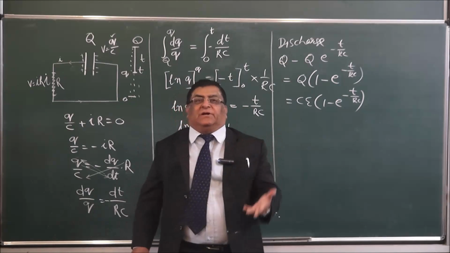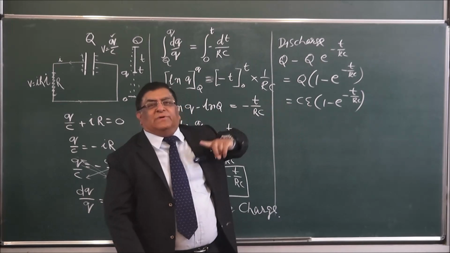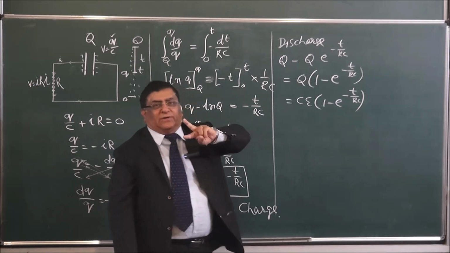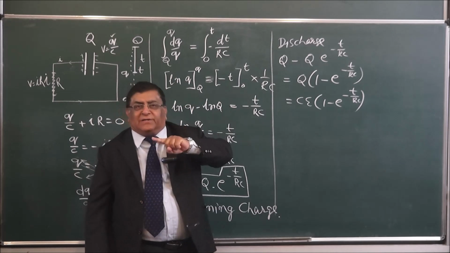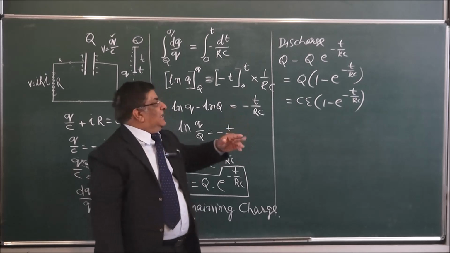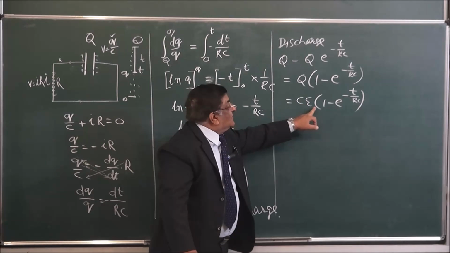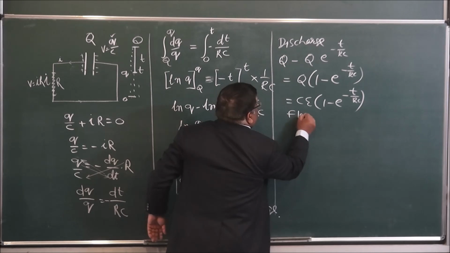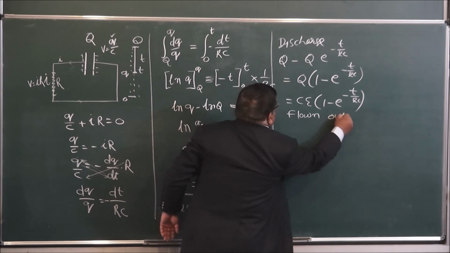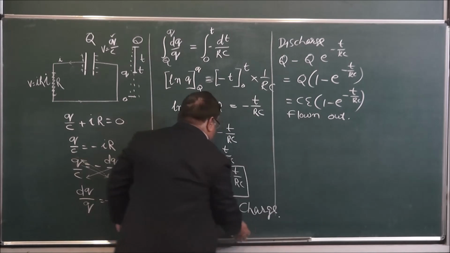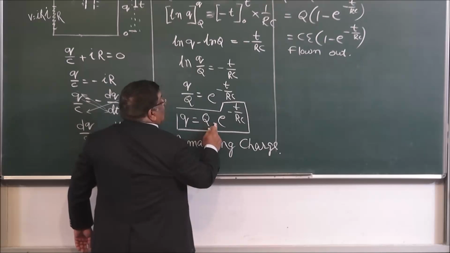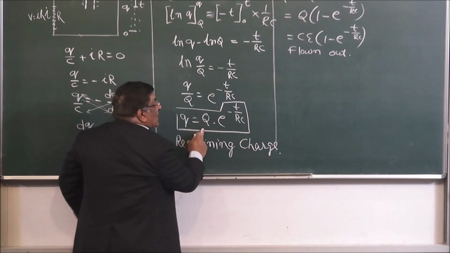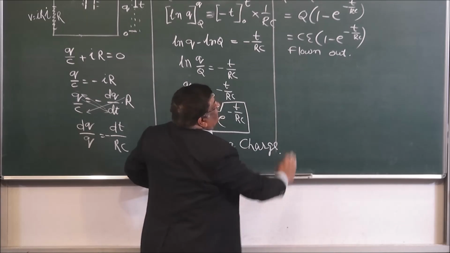How much was the charge after time t? Same. How much is the discharge after time t? Same. So please remember the two terms. How much charge has flown out of the capacitor in time t? This much is flown out. Discharge. Flown out. How much is remaining? This is the remaining. There is no 1 minus. So this is the remaining charge. This is the flown out charge.